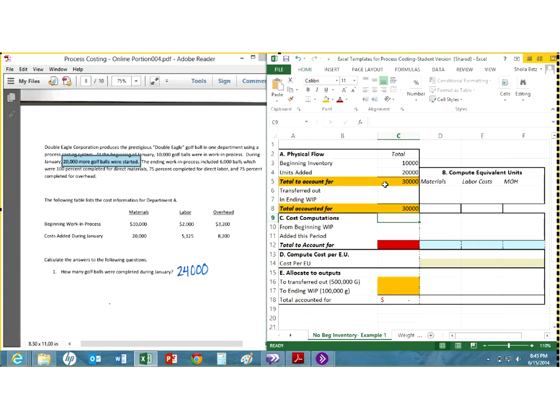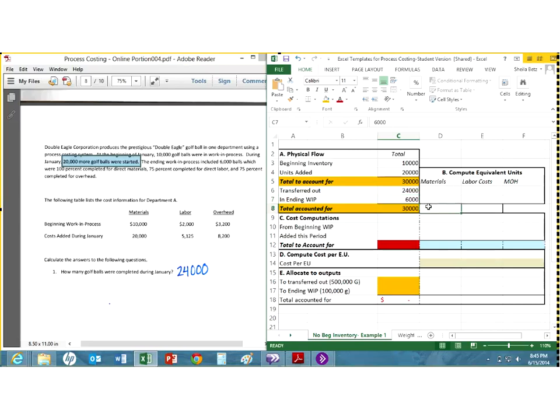It tells us that the ending work in process includes 6,000 golf balls. So my ending work in process was 6,000 golf balls here. But it doesn't tell us how many were transferred out. Well, I can back into this number because I know this has to equal 30,000. So if I take the 30 less the 6,000, I can back into it and find that 24,000 golf balls were completed and transferred out, which actually will answer our question number 1. But let's not worry about the questions yet. Let's first finish the table.